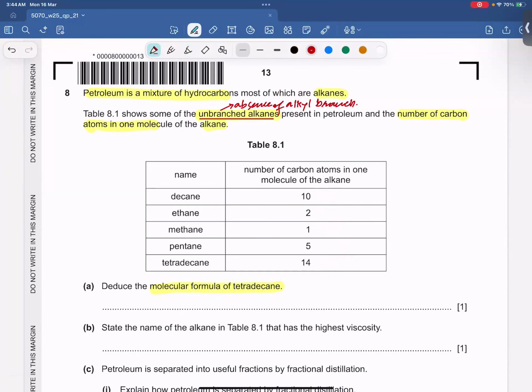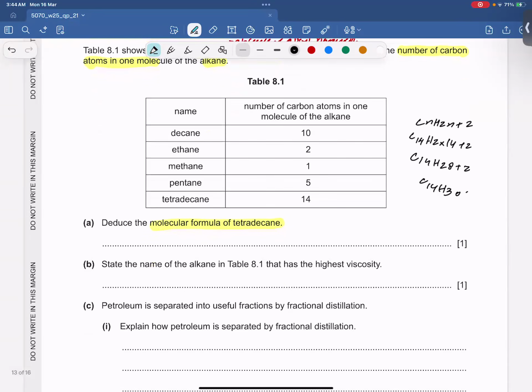All of them are alkanes, and alkanes have a general formula CnH2n+2, if you remember. Now I'll put 14 here because n has a value of 14, so I'm going to write 14 into 2, plus 2. So it becomes 28 plus 2. So it becomes C14H30. So that's the molecular formula of tetradecane.